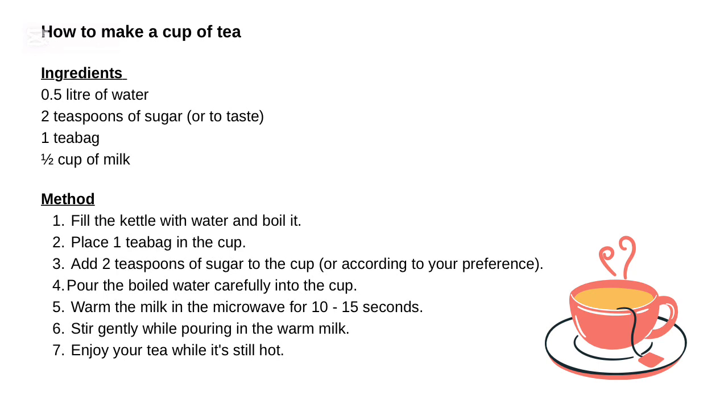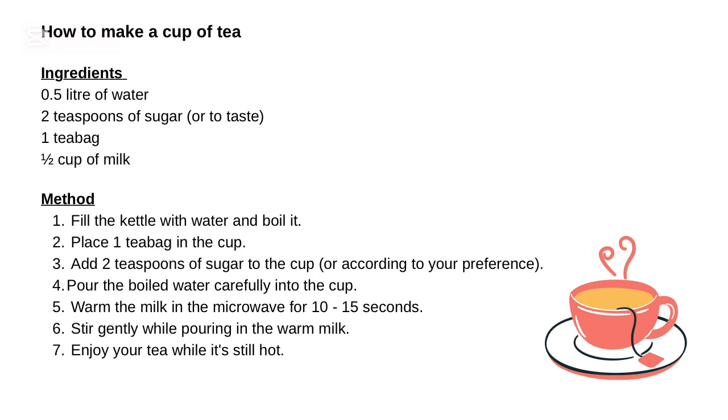So 0.5 liter of water, 2 teaspoons of sugar or to taste, 1 tea bag, half a cup of milk. Then we get to the method. What should we remember when we get to the method? A is my chronological order.